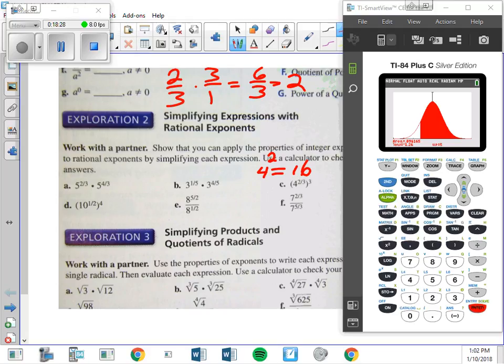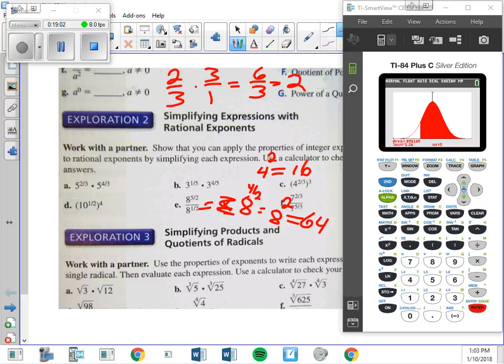8 to the 5/2 divided by 8 to the 1/2. And then you'd end up subtracting the 1/2, right? So it would be 5/2 minus 1/2, which is 4/2, which simplifies to be 2. And 8 squared, 64. So let me write that out. We would get 8, not x. We would get 8 to the 4/2, which is 8 squared, which is 64.